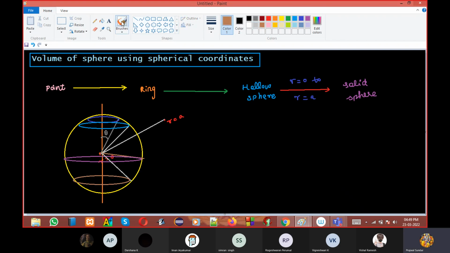Are you all able to understand how many rings are converting into a hollow sphere? Tell me yes or no. Think. Okay, anyone who has understood how it happens should tell me the limits for theta yourself.